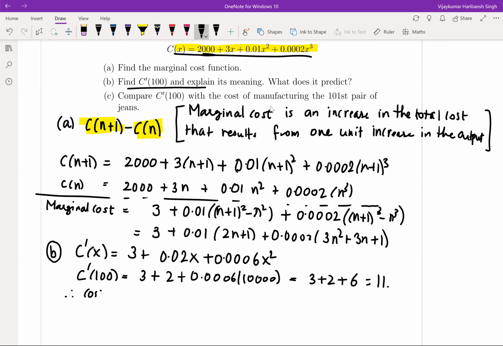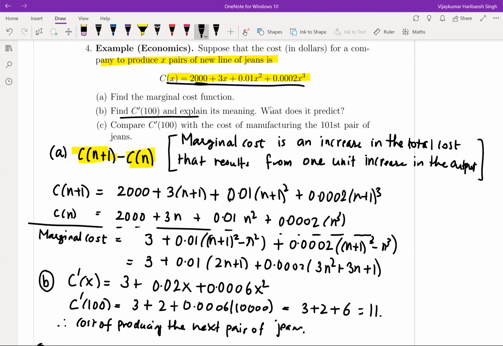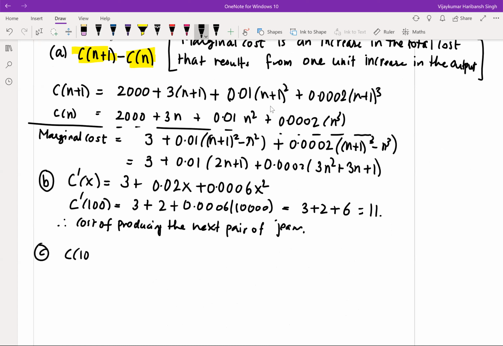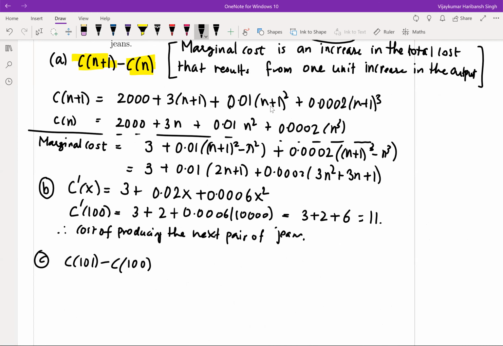This is the cost of producing the next pair of genes. Now compare C prime of 100 with the cost of manufacturing 101 pair. Computing C of 101 pair of genes, to find how much it costs to make 101 pair, you'll see that it's roughly 11.0702. This is in dollars, and this is also in dollars, right?